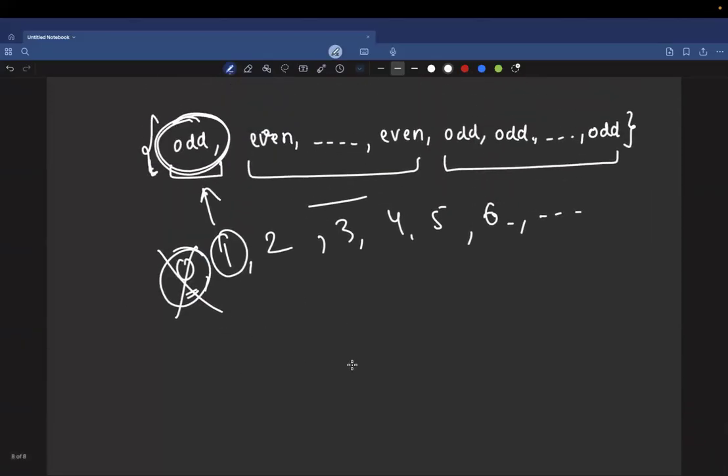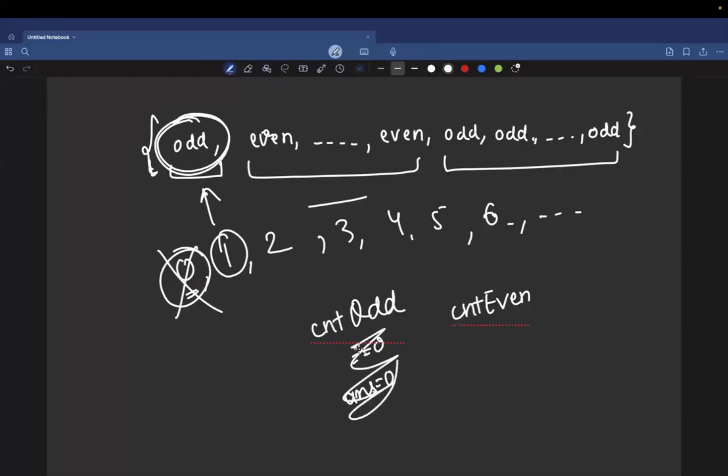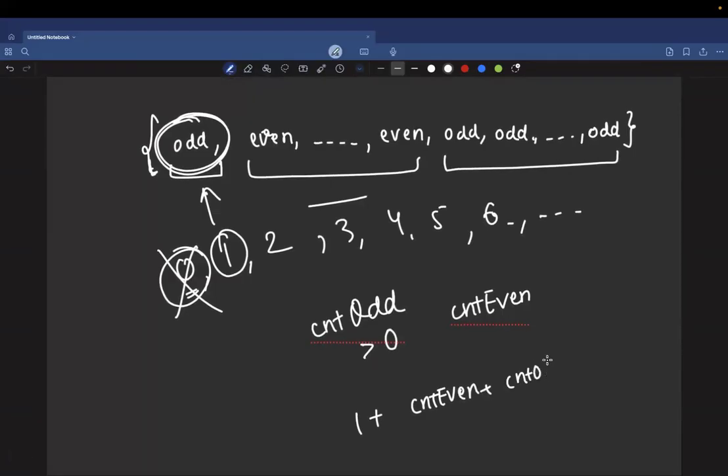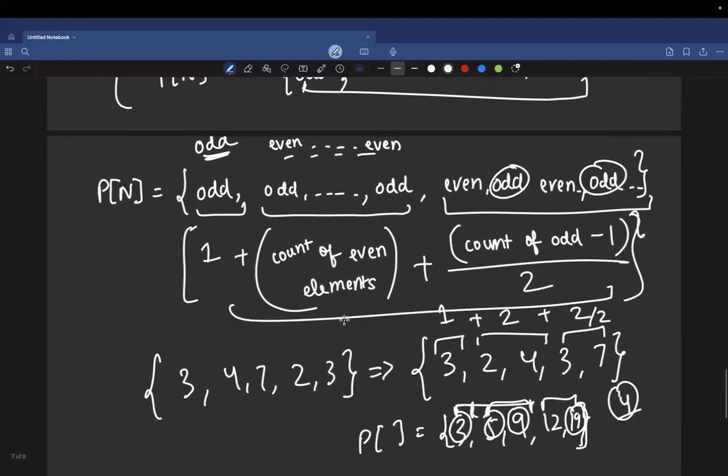So in our approach, what you can do is, first of all, find out the count of odd elements and the count of even elements. Then if the count of odd elements is equal to 0, then the answer is 0. If the count of odd elements is greater than 0, then the answer is 1 plus count even plus (count odd minus 1) divided by 2, as we had figured out just a little while ago.